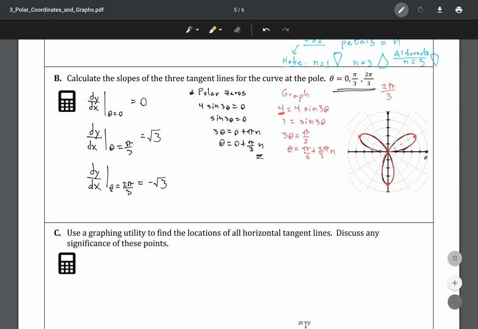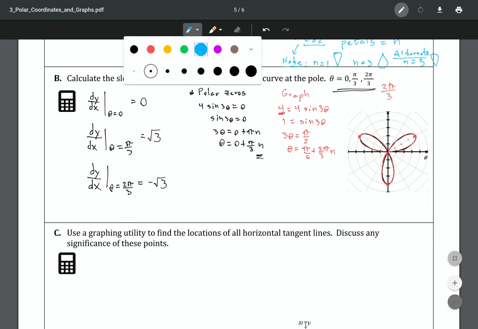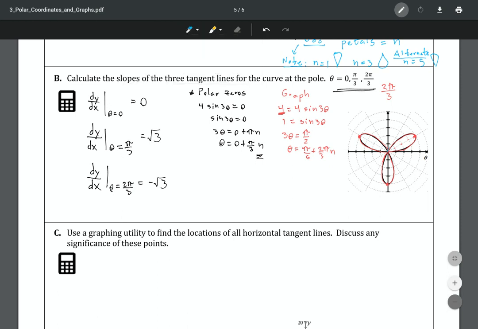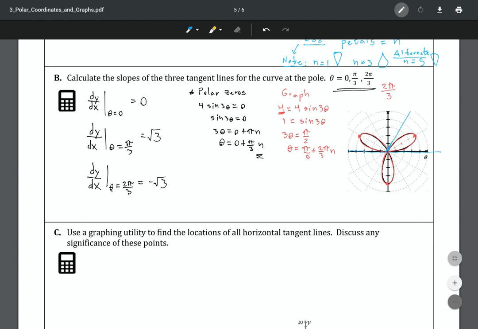Let me use a different color here. Let me do the 0 first. There's the first one. What's the other one? Pi over 3. Pi over 3 is here, and it goes all the way through. And then you have 2 pi over 3. 2 pi over 3 is right here. So those are the lines, all right?